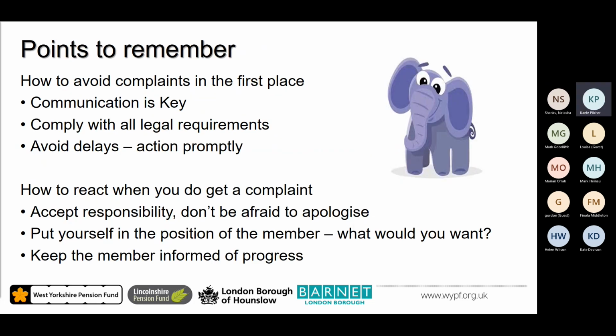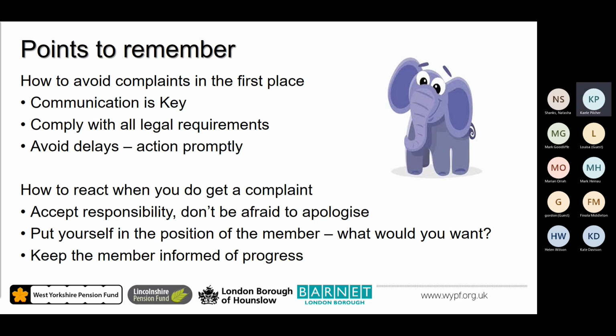So, points to remember: to avoid complaints in the first place, communication is key. There are a lot of people out there who think that they know what they're talking about. Somebody down the pub will tell you that you can do X, Y, and Z when actually under our regulations you can't. Make sure that you comply with all the legal requirements. Keep yourself on the right side of the law and avoid any delays. Action promptly, because delays will cause complaints in themselves.